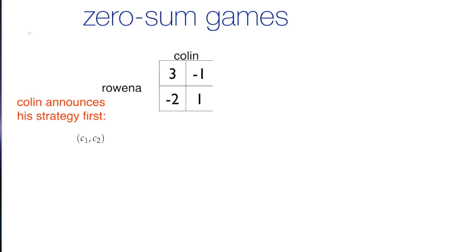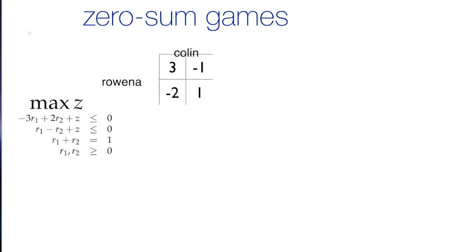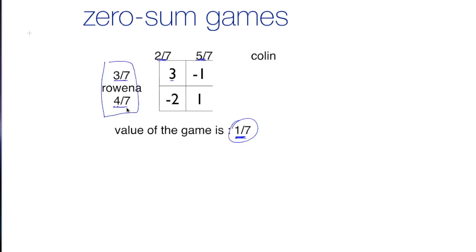Because these strategies are randomized, it means that my expected value of this game is 1/7. So I'm going to play, according to my strategy here, picking this with 3/7 and picking this with 4/7. Sometimes I'm going to win 3, because I picked top and Colin picked left. But sometimes I'm going to actually lose 2. But on average, if I play 3/7 and 4/7, no matter what Colin does, my expected value is going to be 1/7.